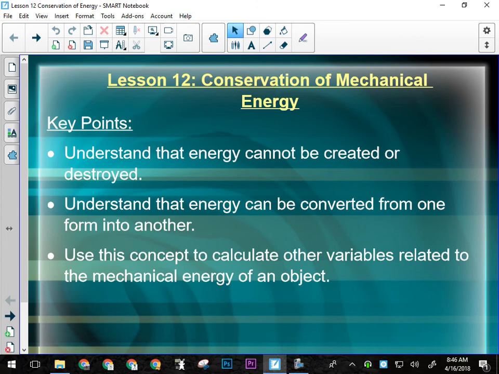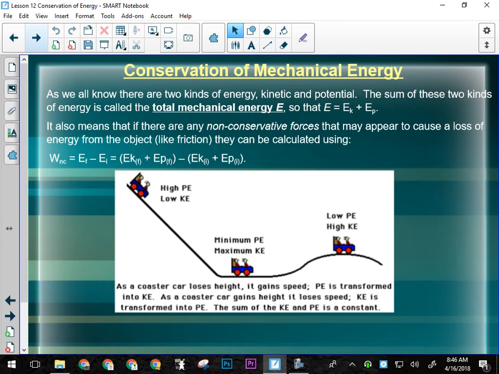All right, and then use this concept to calculate other variables related to the mechanical energy of an object. Okay. All right, so there's two kinds of energy, kinetic and potential. We've been talking about those quite a bit over the last few weeks with work energy theorem. If we add them together, that gets us our total mechanical energy, which we've also done in the past couple of weeks with work energy theorem. It also means that if there are any non-conservative forces, like friction is the most common one, it may appear that an object or system loses energy. That energy is all still there, but it's just been turned into other forms.